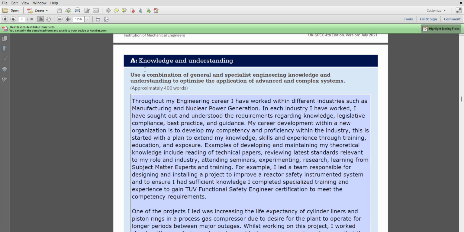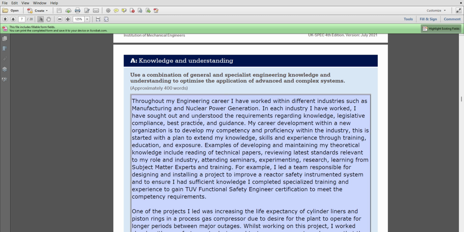Now, this is an example on knowledge and understanding that a candidate has produced. Do not hesitate to contact us if you want customized support for your report. We can actually interview you, get the relevant information from you regarding what you did, and produce a report for you. So that's a service we can provide.